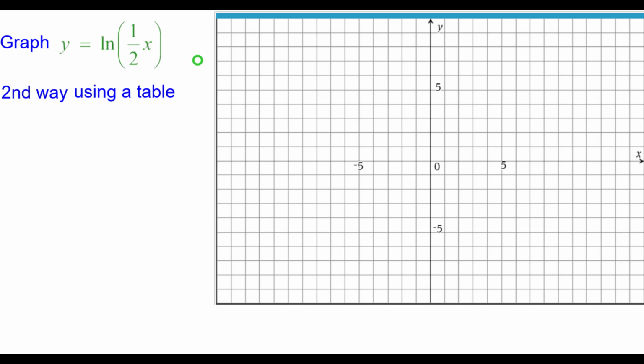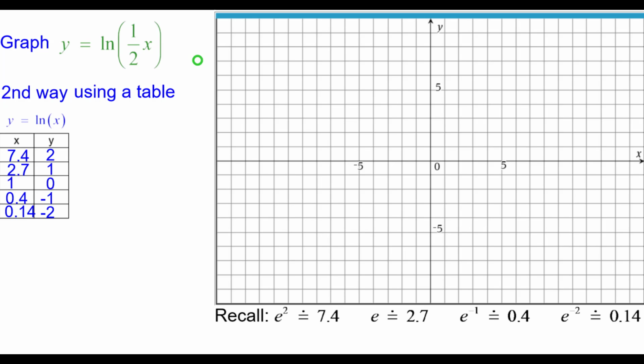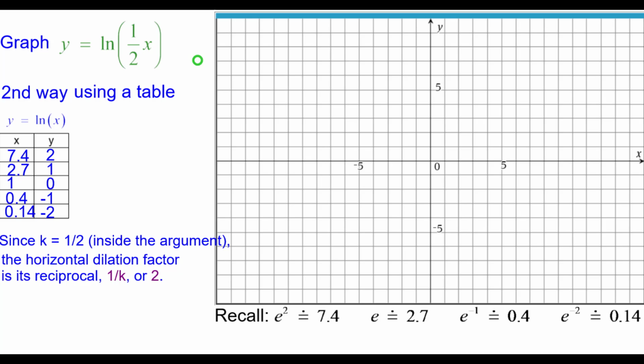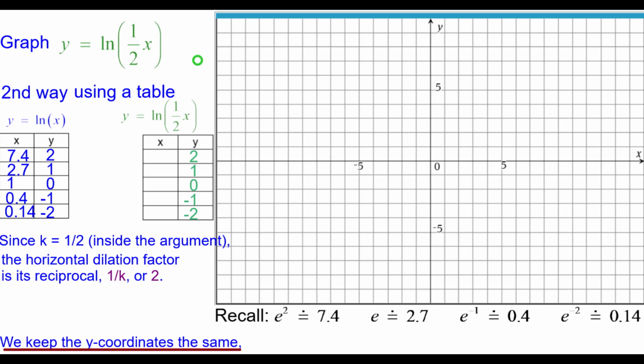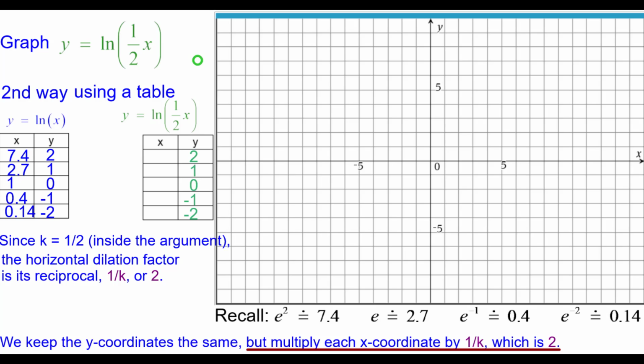Second way, using a table. This is our natural log table. Remember, if you interchange these, you have the e to the x table. And again, we need to recall the powers of e we're supposed to know. Since k equals 1/2 inside that argument, the horizontal dilation factor is the reciprocal of 1/2, which is 2. So we keep the y coordinates the same, but multiply each x coordinate by the reciprocal of k, which again is 2. So 7.4 times 2 is 14.8.